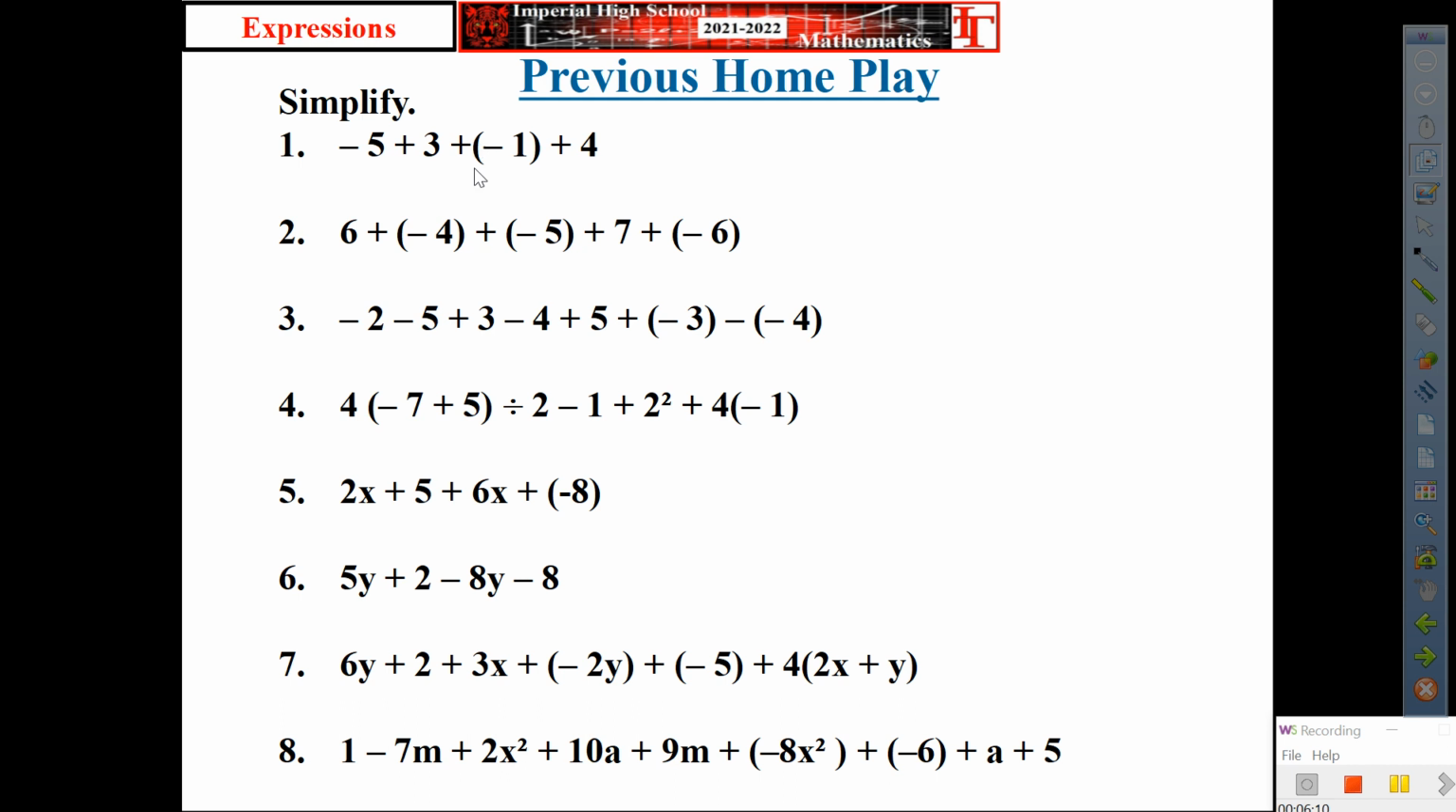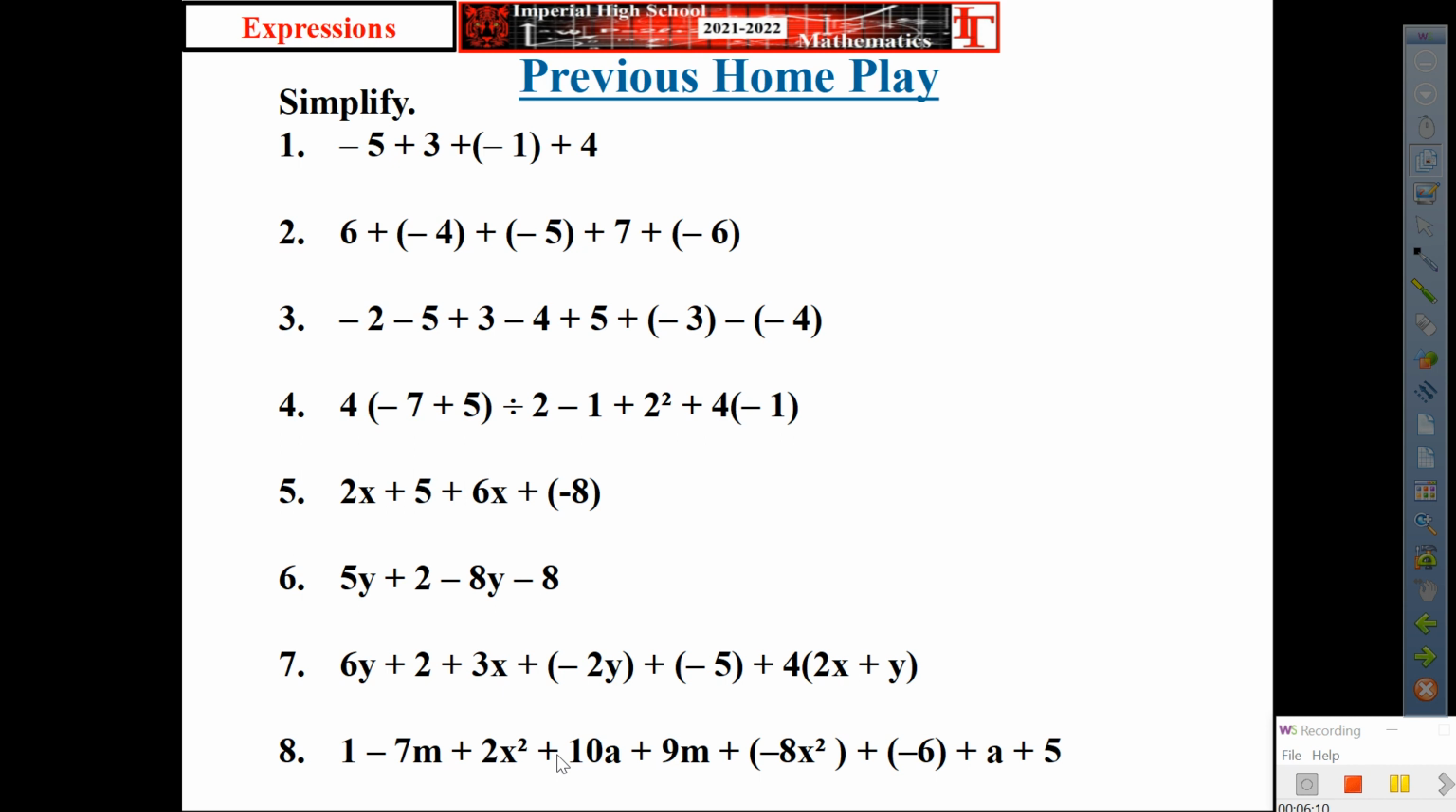Previous home play were these 8 problems. Get that in front of you, please. That's the next thing that I asked for in class. Now, I usually ask you to turn it in to me when I call you by row, or by taking a picture and submitting on Nearpod.